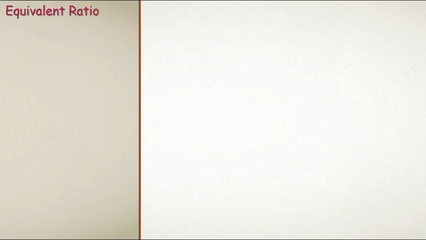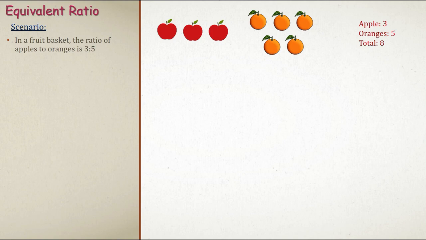Now let us understand equivalent ratio with a similar example. So in this scenario, we have the ratio of apples to oranges is 3 is to 5. So if there are 3 apples, there are 5 oranges. So total number of fruits 8, correct? But the total number of oranges is 20. Now as per our ratio, the total number of oranges is only 5. It is not 20. So what do we need to do to get it to 20?